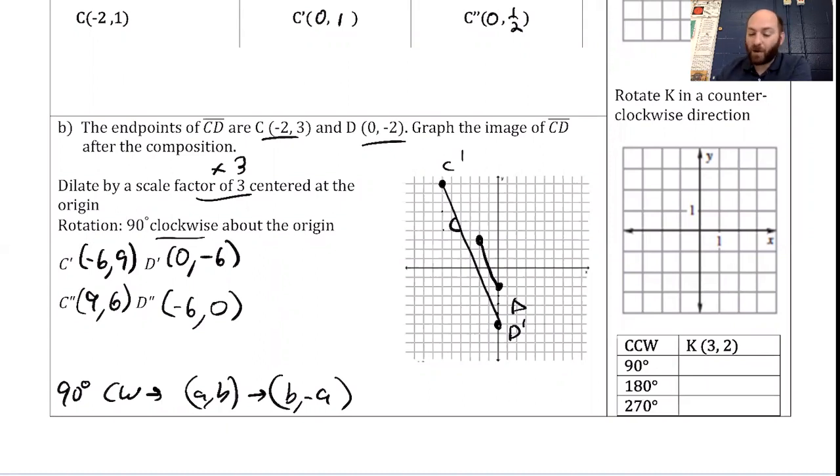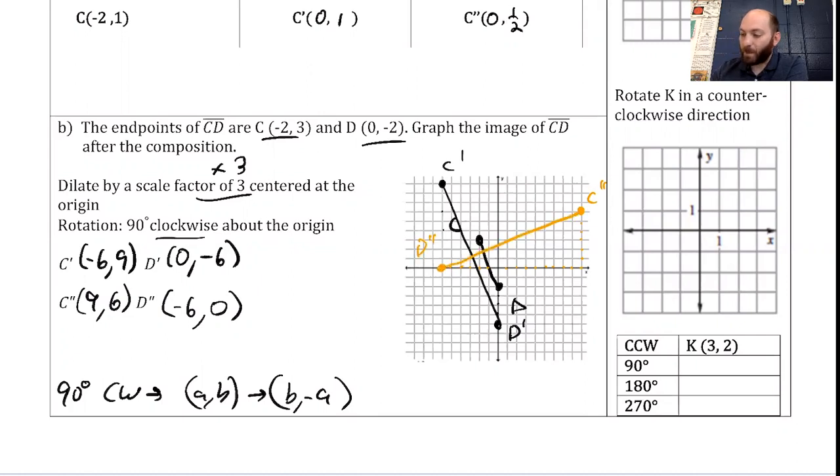All right, so C double prime, I'm going to do this in a different color. Let's do orange. Got (9, 6) for C double prime. So we got 1, 2, 3, 4, 5, 6, 7, 8, 9. 2, 3, 4, 5, 6. Here's C double prime. And then D double prime is at (-6, 0). So 1, 2, 3, 4, 5, 6.